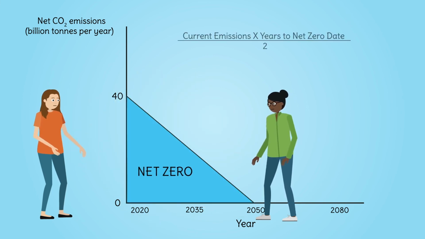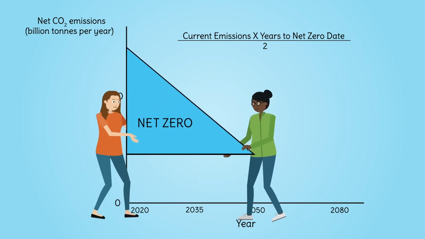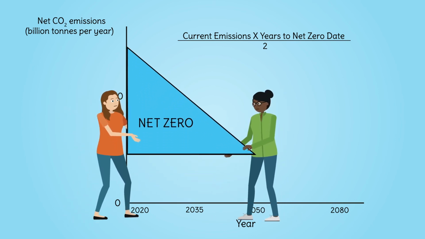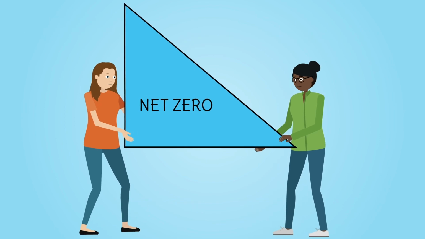If you know your current annual emissions and the number of years until your net zero target, any individual or organisation can work out their carbon budget, just like we did with our triangle earlier. So, what's yours?